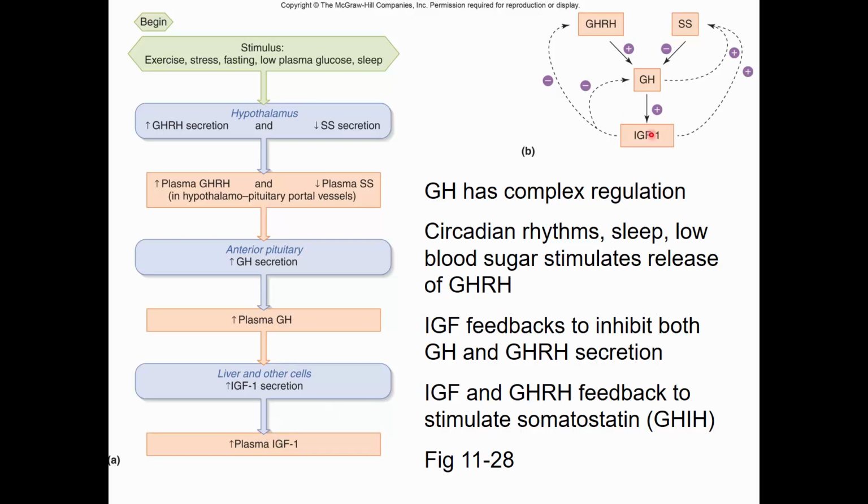Now what we see here is that IGF can feed back to inhibit growth hormone releasing hormone. We don't want IGF to increase without end, or growth hormone to increase without end. We have to have a way to shut it off. So insulin-like growth factor feeds back to the anterior pituitary to inhibit growth hormone, feeds back to the hypothalamus to inhibit growth hormone releasing hormone. It also feeds back to stimulate somatostatin, and that also helps shut down the system. So the regulation is quite complicated.